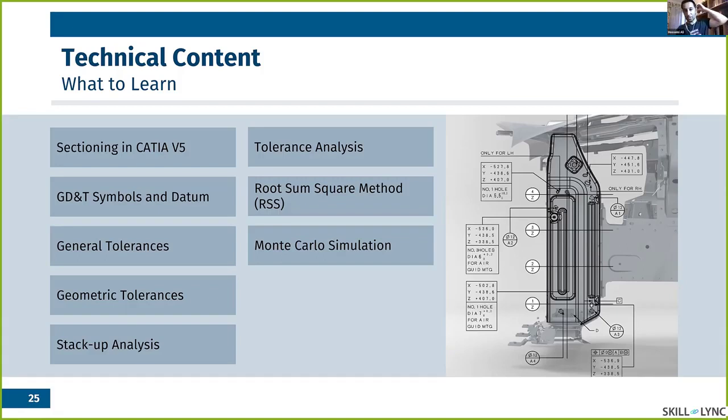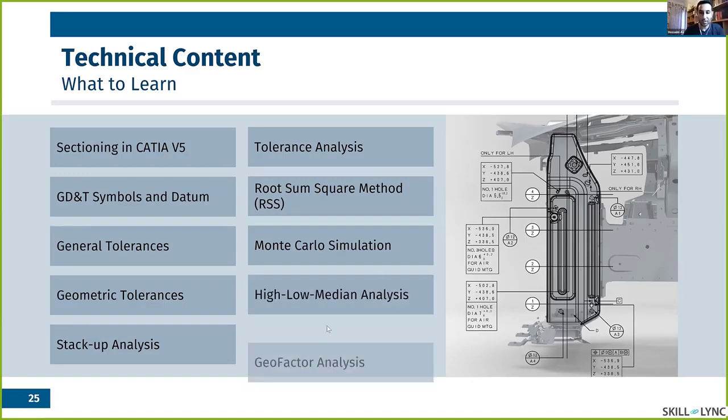same as high-low median analysis and G-factor analysis. These things are not being discussed in depth, but I just introduce them because they are mostly used in software, which is out of our syllabus.